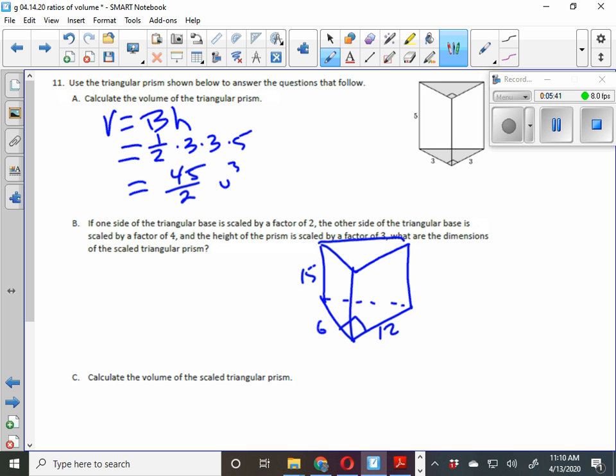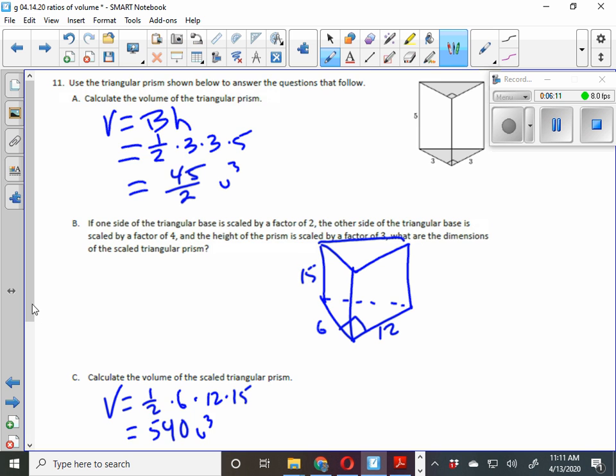The volume now is equal to 1/2 times 6 times 12 times 15. And if you plug that puppy into a calculator, hopefully you end up with 540 units cubed.